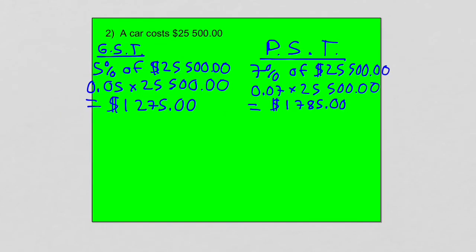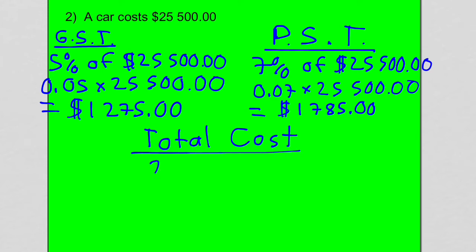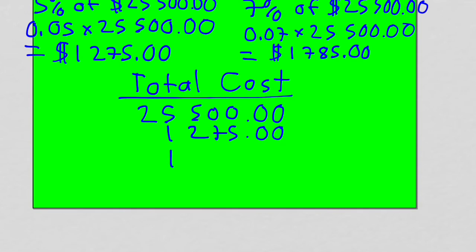And again, we talked about how the store would have to track those separately and pay those to the appropriate levels of government. And then to get the total cost, you add up your selling price and your taxes. So $25,500 plus $1,275 plus $1,785.